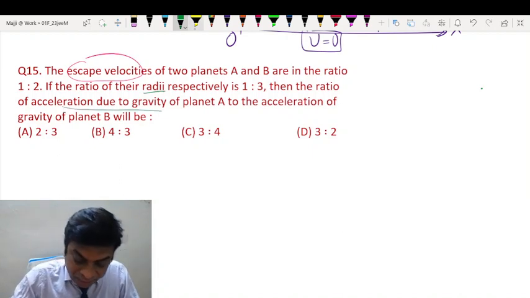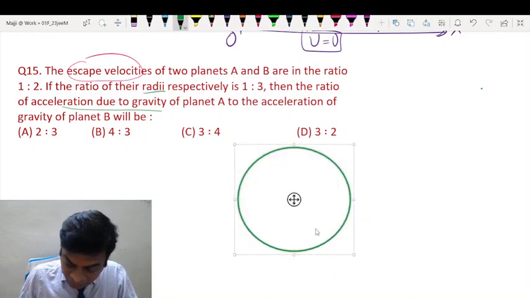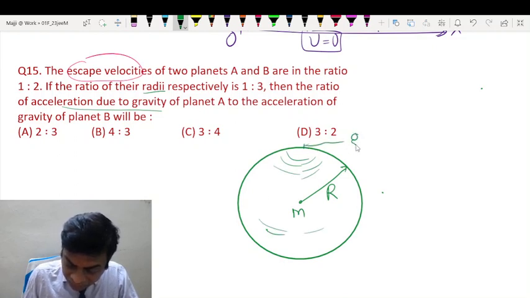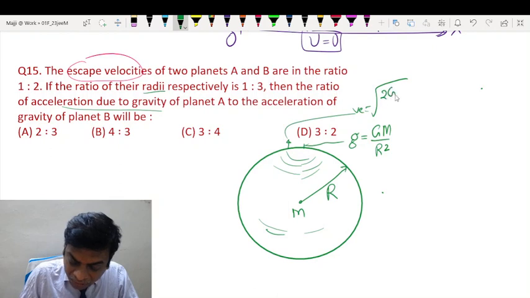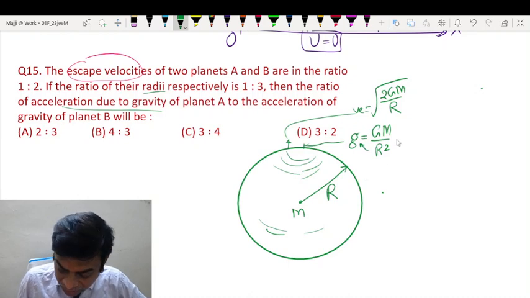Okay. Now for any planet, if you take m as the mass of the planet and r as the radius of the planet, then acceleration due to gravity on the planet's surface is capital G m by r square, and escape velocity is under root 2 G m by r. Okay. Capital G m can be replaced by small g capital R square.